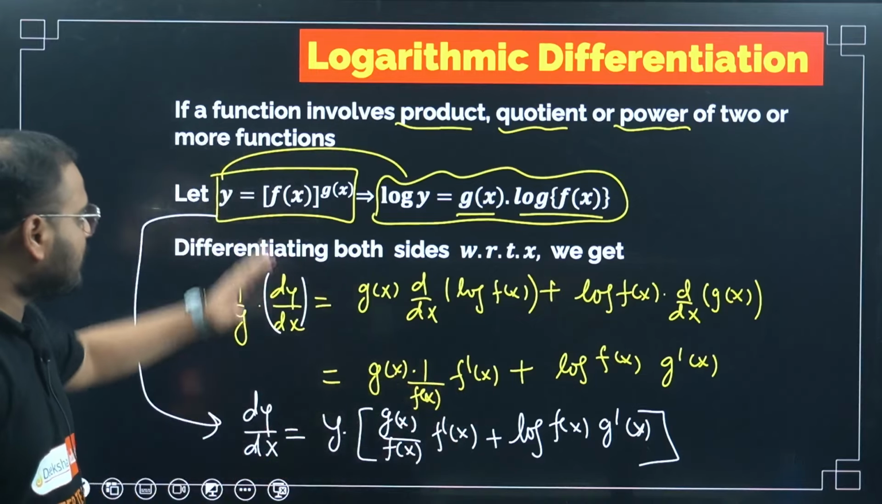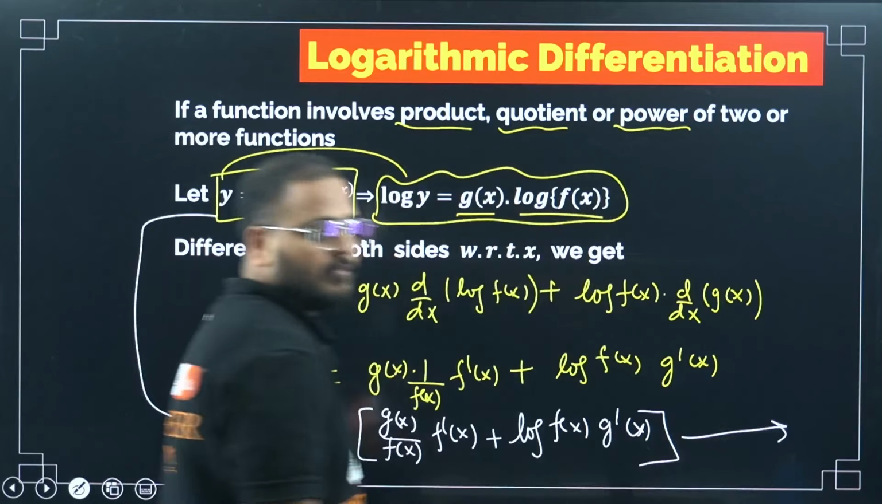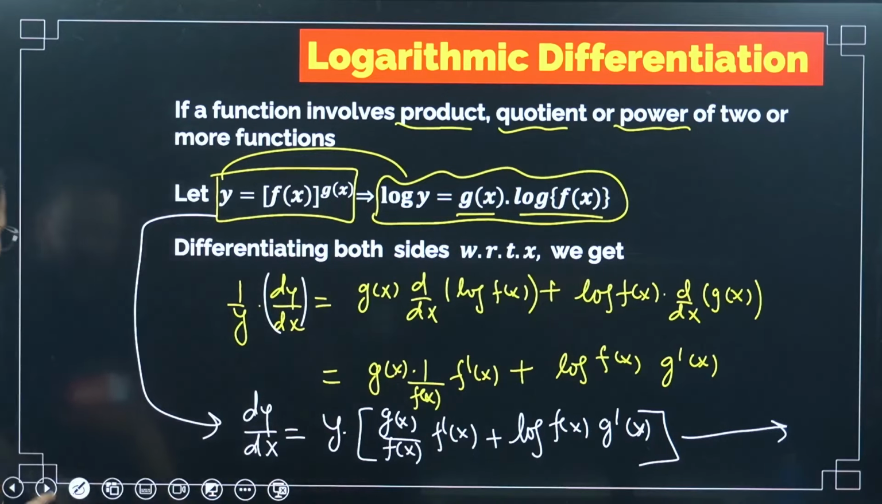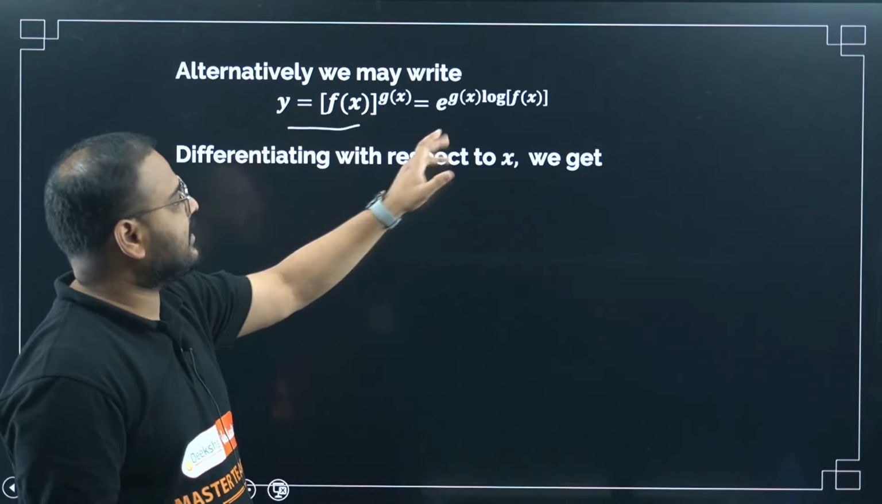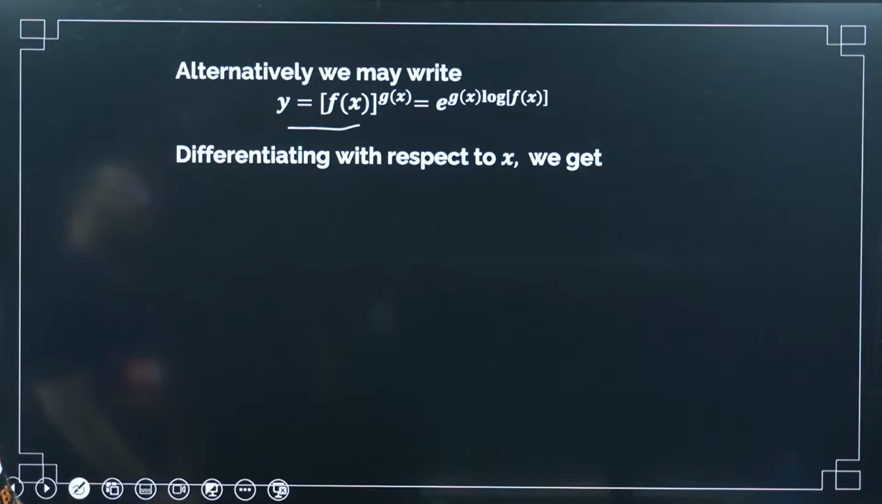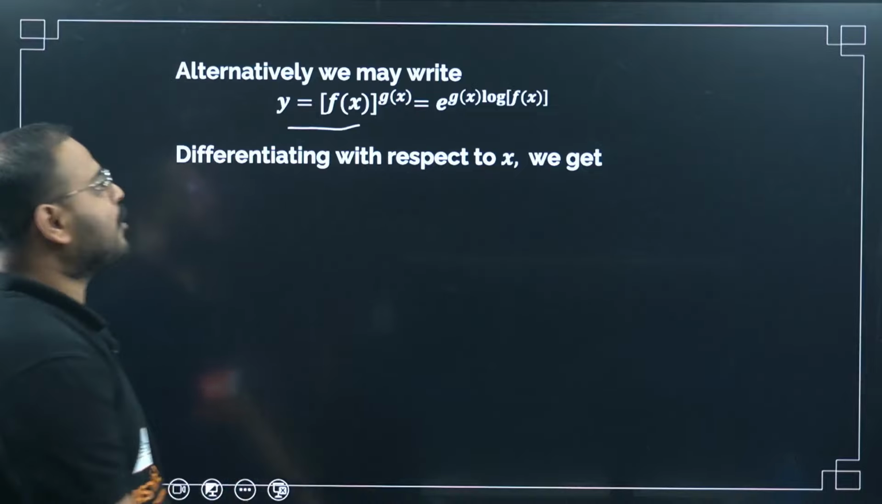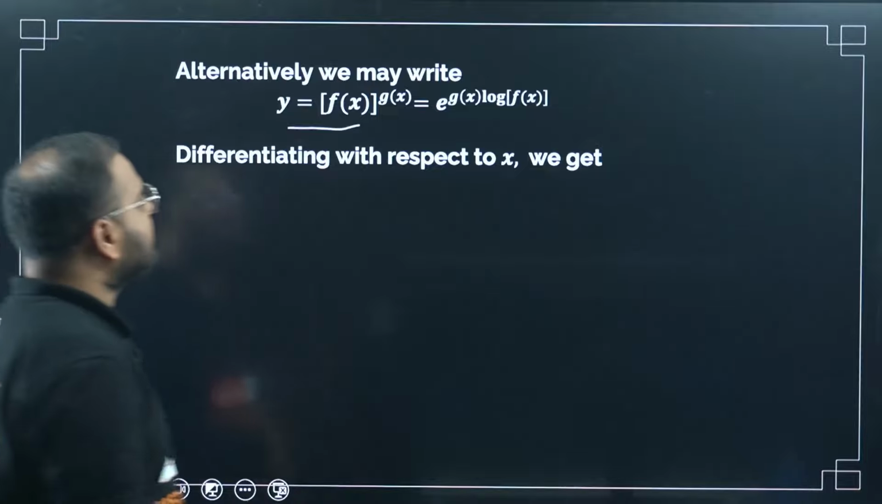So for the logarithmic form, I got this result. Please check. This is my result, right? For the exponential form, what will I get? Please check. The same expression is taken in exponential form, e power g x log of f x. Can you tell me how this is true? Can you explain this to me?